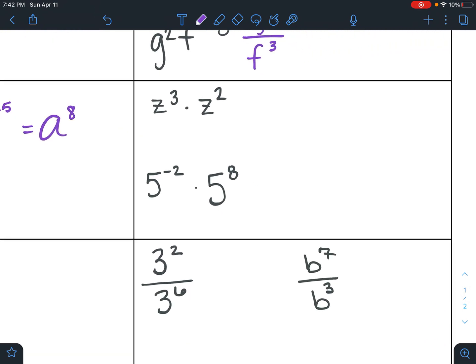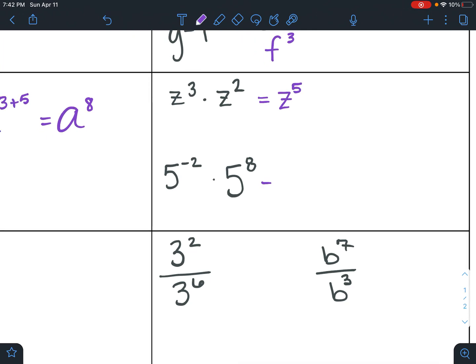Here I have z to the 3 times z squared. Because my bases are the same, I'm going to keep my base and I'm going to add my exponents. 3 plus 2 is 5. Now you notice here I have negative exponents. Now what you could do is flip them and then use the quotient rule, which we're going to do here in a minute. But really and truly, all you have to do is just add them. So I'm going to keep my base. 8 minus 2 is 6.